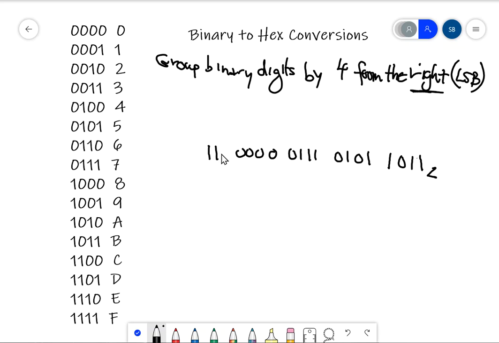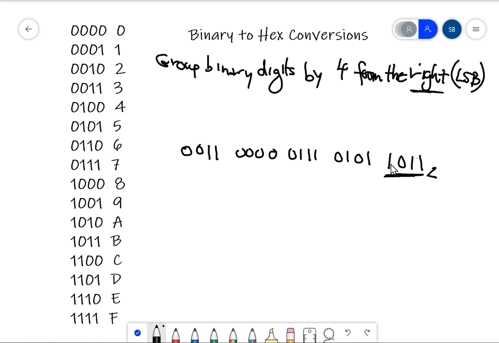First thing, notice that this one only had 2 digits. It's not a group of 4. I could put zeros here, right? They're insignificant. They don't mean anything. I can put them there without changing the value of the number. So if you like that, put them there so that you get your last group of 4. Now that I have the space in between each of these, I've set myself up really nicely for the conversion.